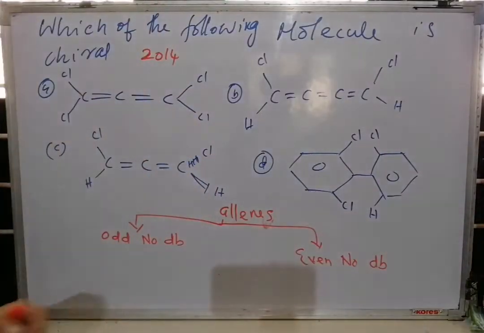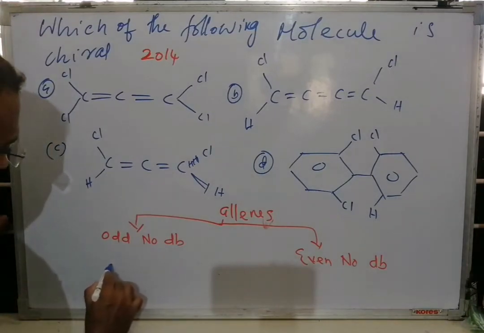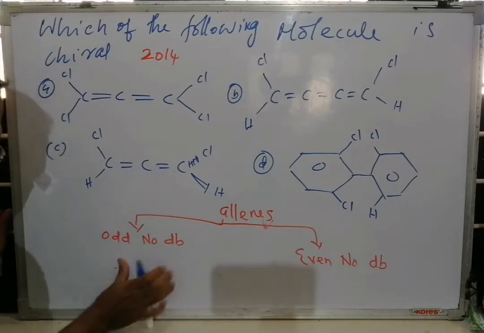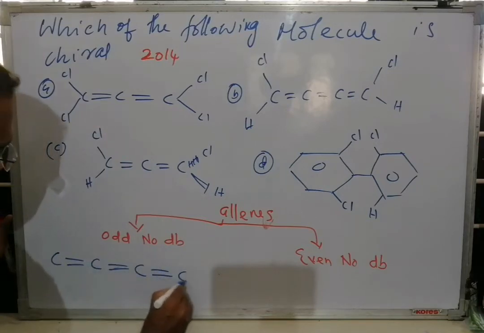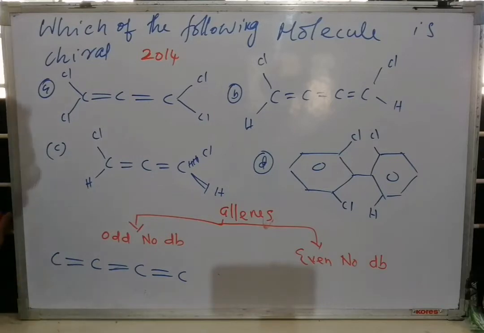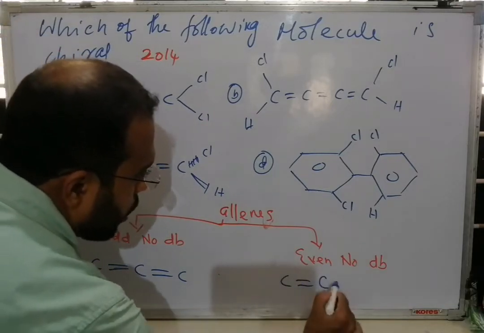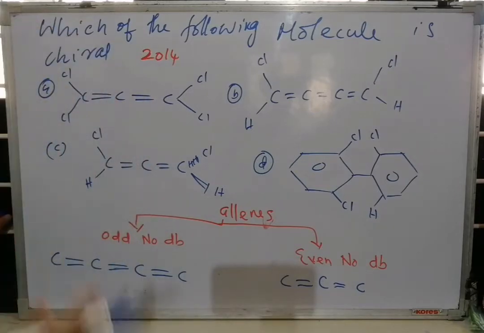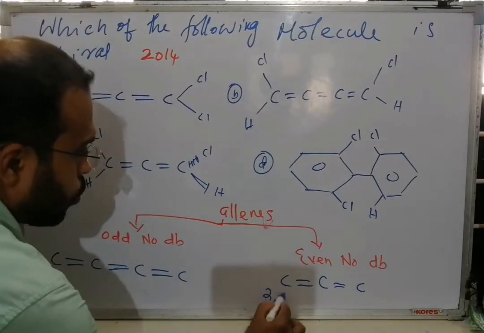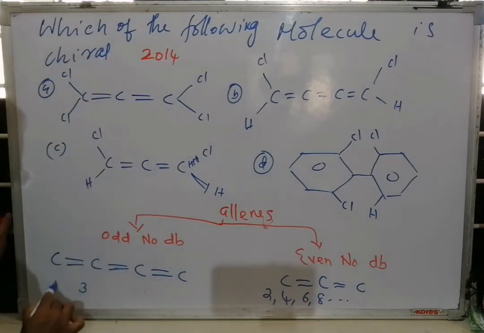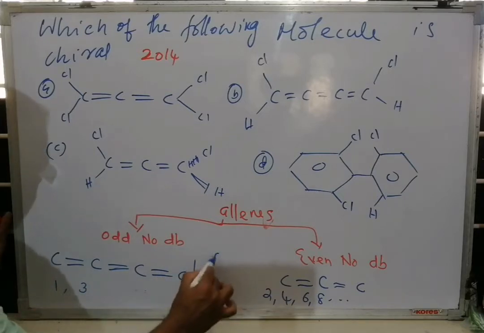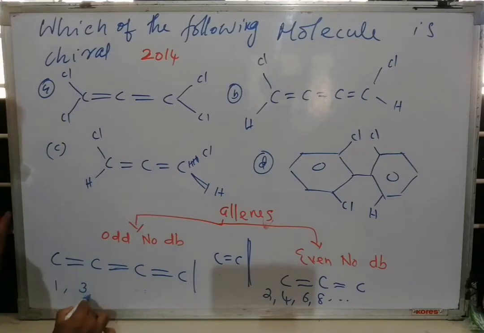Odd number double bond and even number double bond. Odd number double bond: let me draw. C double bond C, double bond C, double bond C. That is 3. Even means C double bond C, double bond C. That is 2. 2 or 4, that is 2, 4, 6, 8 like that. Here are 3, 1, 3. Okay, 1 double bond is also in the odd category. 5, 7, 9 like that.